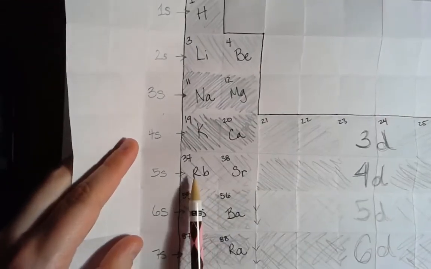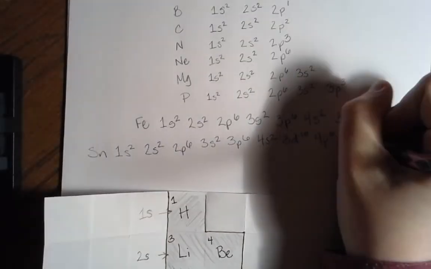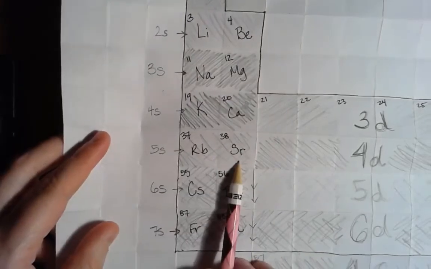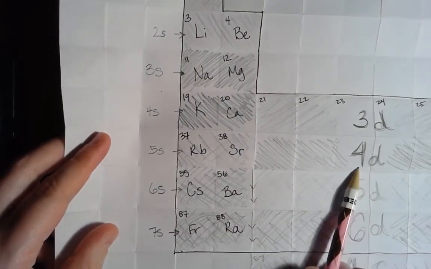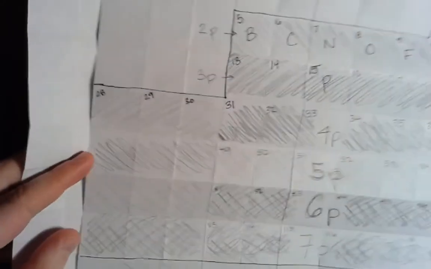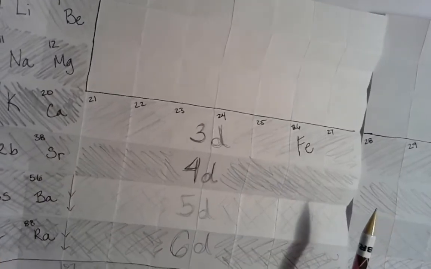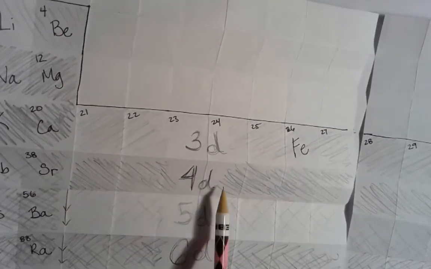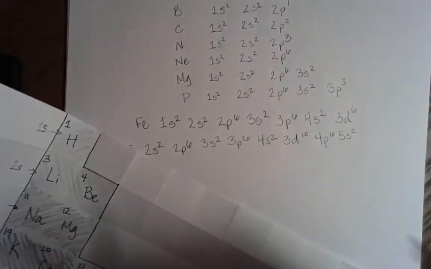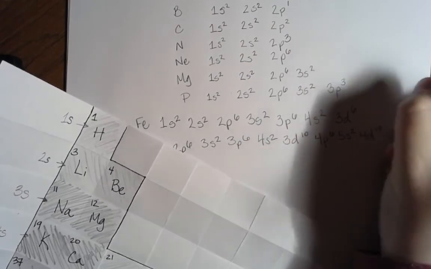5s, it's full with 2. We like the s's, they're simple. 5s2. 4d, and we're making our way over to the 5p. Okay, so we've got a full 4d. How many electrons in a full 4d? 1, 2, 3, 4, 5, 6, 7, 8, 9, 10. That is exactly what we thought it would be. 4d full with 10.